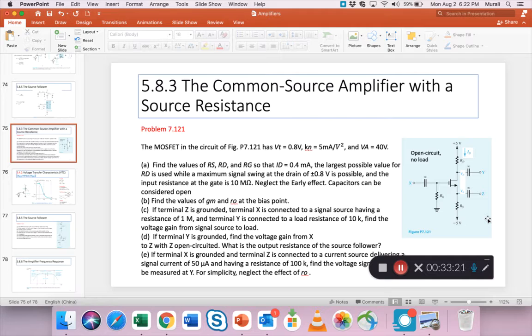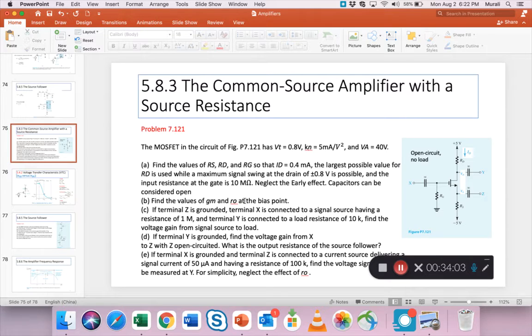So at the drain, which is here, VD, we want a maximum signal swing of plus or minus 0.8. And the input resistance at the gate is 10 meg. So at the gate, we need 10 meg input resistance. Neglect the early effect. Capacitance can be considered open for bias calculations. Find the value of GM and RO at the bias point.